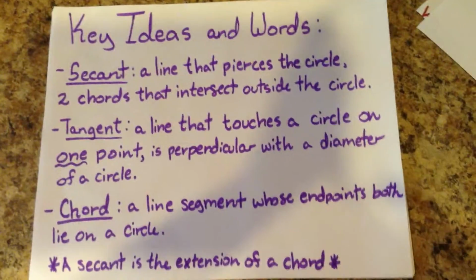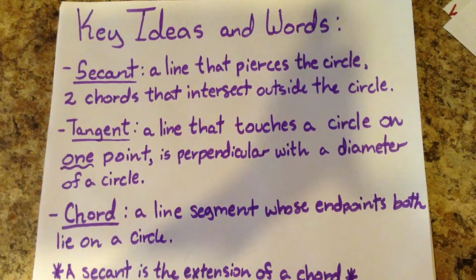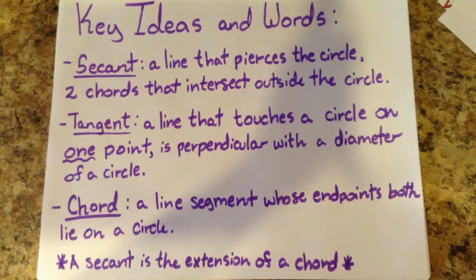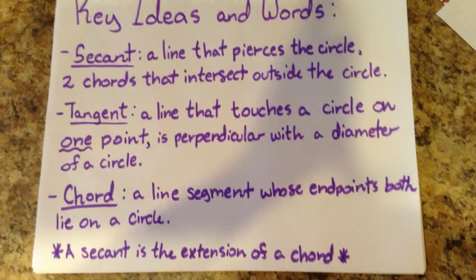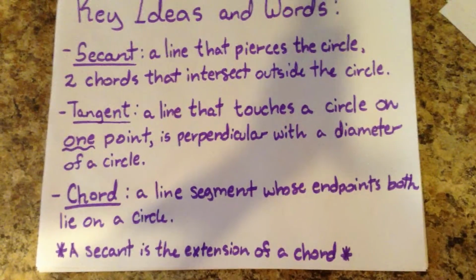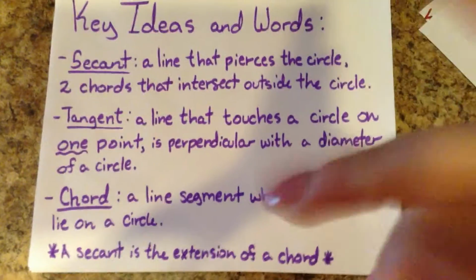Alright, so some key ideas and words. A secant is a line that pierces the circle, or two chords that intersect outside the circle. A tangent is a line that touches a circle on one point and is perpendicular with a diameter of a circle. And a chord is a line segment whose endpoints both lie on the circle.